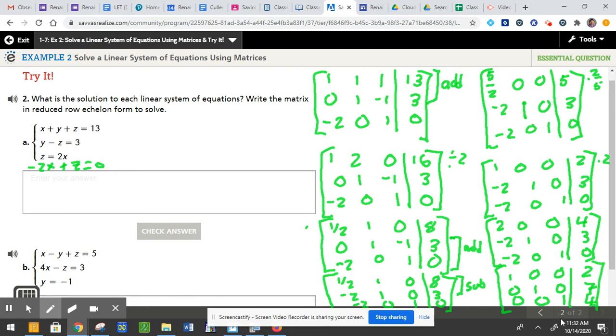So your answer is, now that's in perfect reduced row echelon form. So that means x is 2. That means y is 7. And that means z is 4. All right, so we can check our answers on that. I would pause before you try the next one. I'll work it out, and then you can come back and check your answers for that.